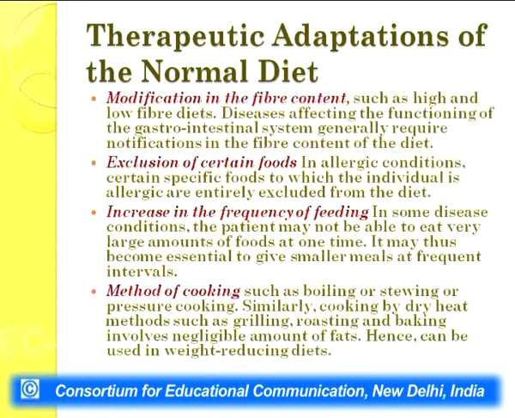Other aspects are modification in the fiber content. In some cases, we try to restrict or give more fiber content, such as high and low. Diseases affecting the functioning of the gastrointestinal system generally require modifications in the fiber content of the diet. For example, during diarrhea, we need to restrict the fiber content, and during constipation, we need to add fiber content.